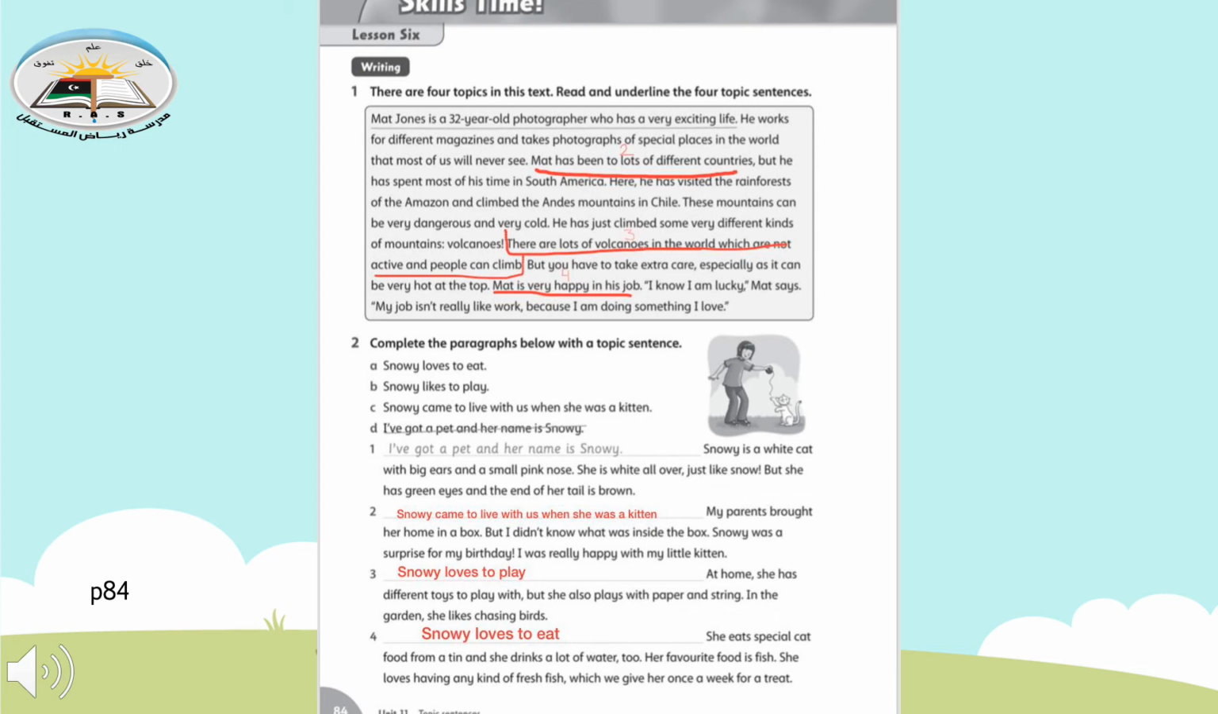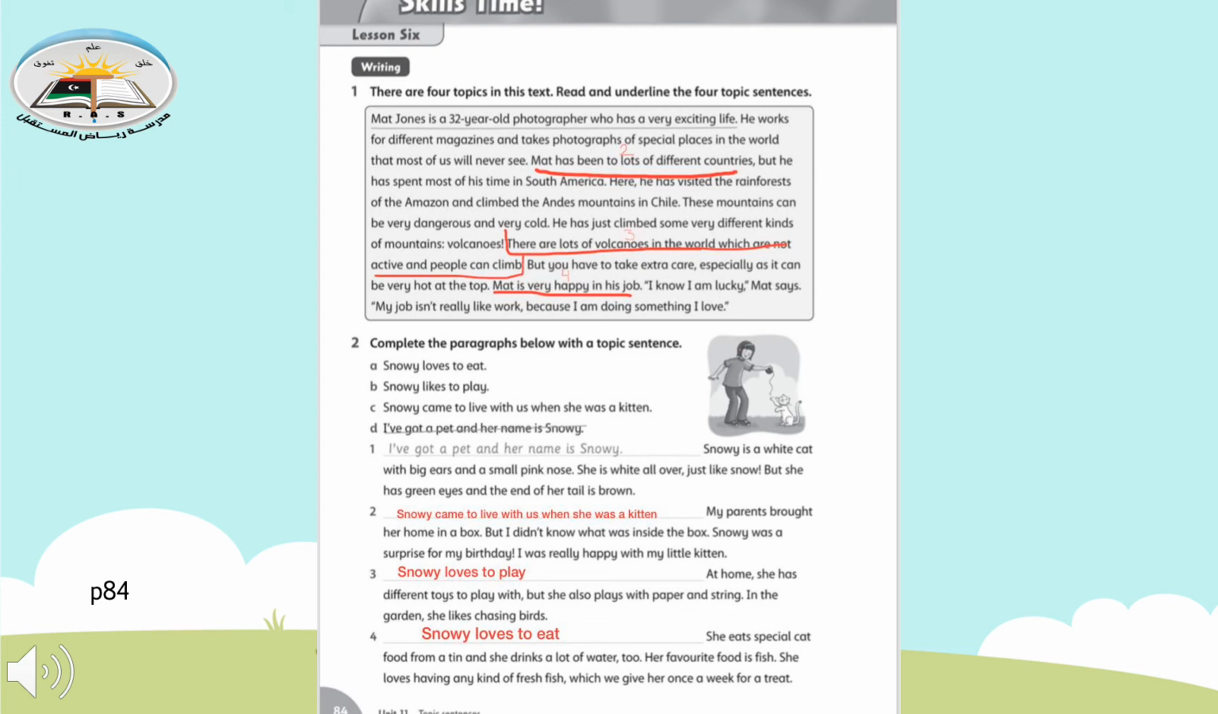Number 2, space. My parents brought her home in a box, but I didn't know what was inside the box. Snowy was a surprise for my birthday. I was really happy with my kitten. So number 2 takes C. Snowy came to live with us when she was a kitten.